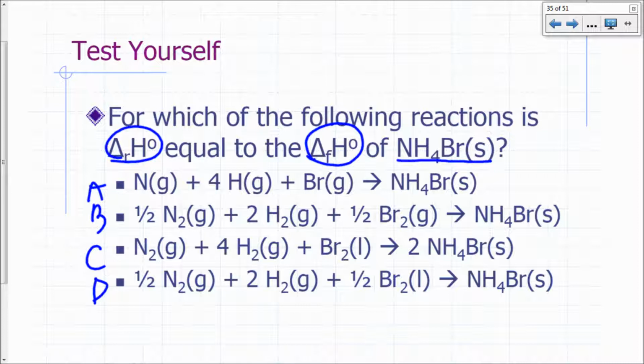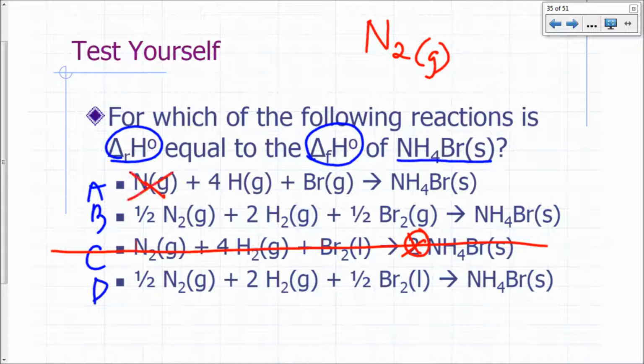All right, so let's see. What's the definition of standard formation enthalpy? That's the delta H for a reaction where you make 1 mole of whatever it is you're interested in. So which one can you eliminate right here? C. This is 2 moles, so that's wrong. And you're making it from the elements in their standard state. What's the standard state of nitrogen? The most stable form of nitrogen gas is N2 gas, right? So this one is wrong.